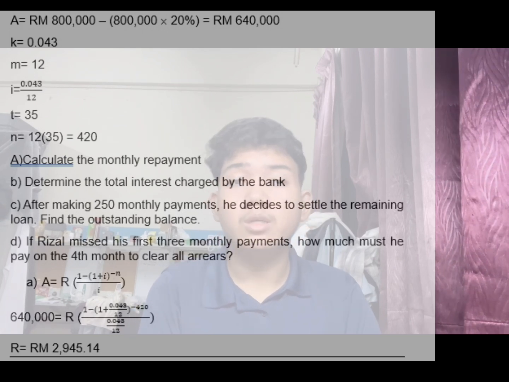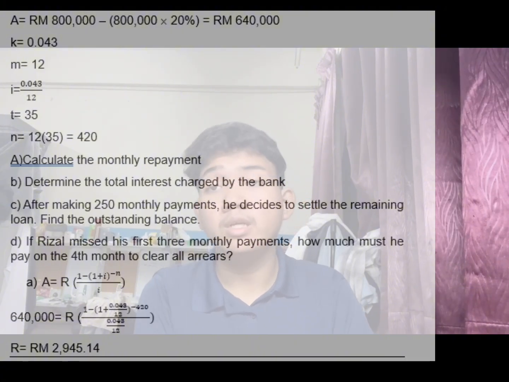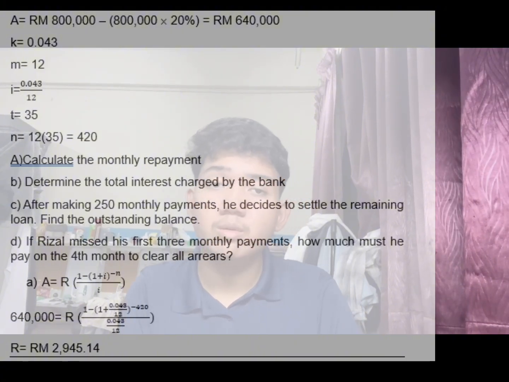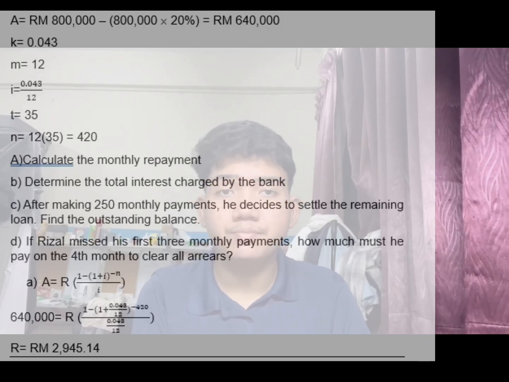The first question for number 4 is to calculate the monthly repayment. The formula that we use is A equals R times (1 minus (1 + i) to the power of negative n) divided by i. We put in all the information: 640,000 equals R times (1 minus (1 + 0.043 divided by 12) to the power of negative 420) divided by 0.043 divided by 12. And R equals RM 2,945.40.